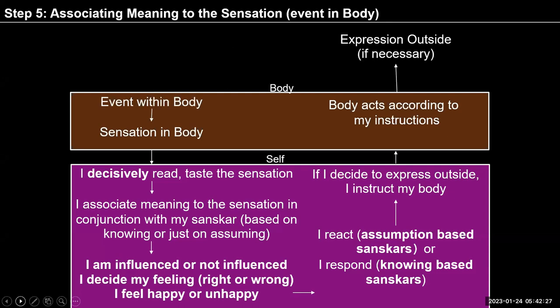Now, the third kind of sensation that we're talking about: there is some event inside the body, and then there's sensation in the body. The same sequence is followed here. And if necessary, there is some expression outside. If not necessary, there is no expression outside. In our past, we have not used our natural acceptance or right understanding to analyze the experiences. And because of that, we have formed preconditioning over the period of time. So the information I have been receiving, I have not been able to analyze properly. And thus, I get conditioned to think in a particular manner.